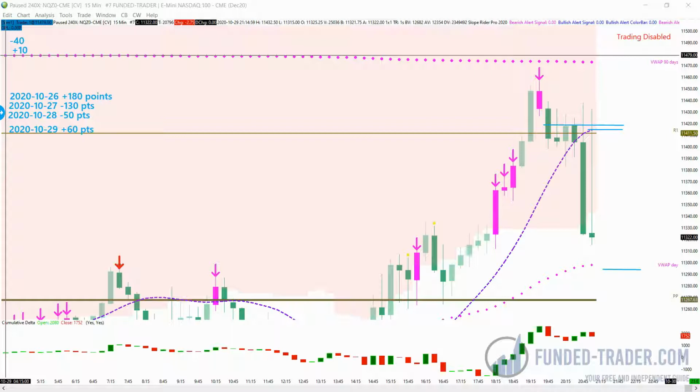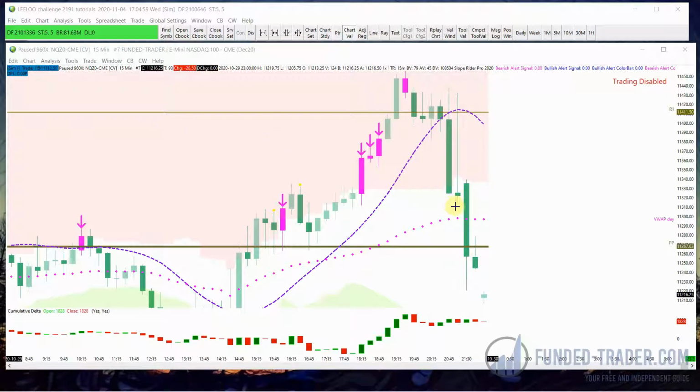And you see, I'm not taking a crazy amount of trades every day. Okay, so as a matter of fact, it did reach VWAP for the day. So anyway, I stick to those points. I believe the total for the week was plus 60.